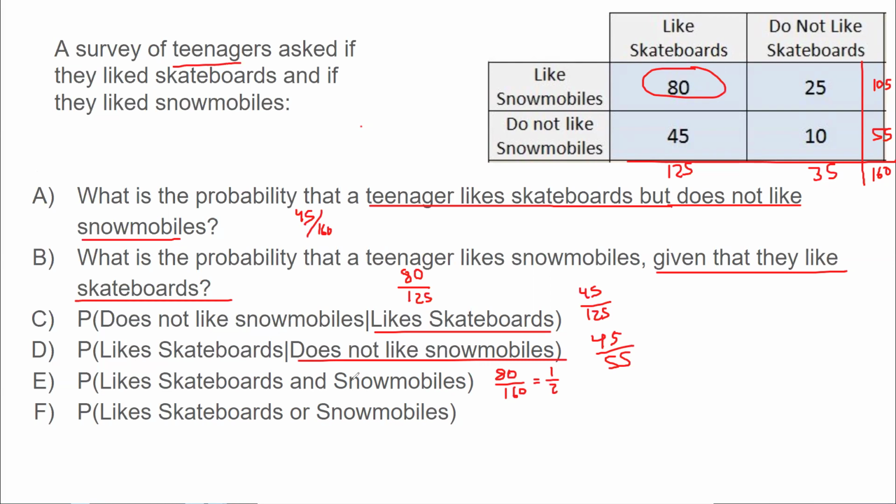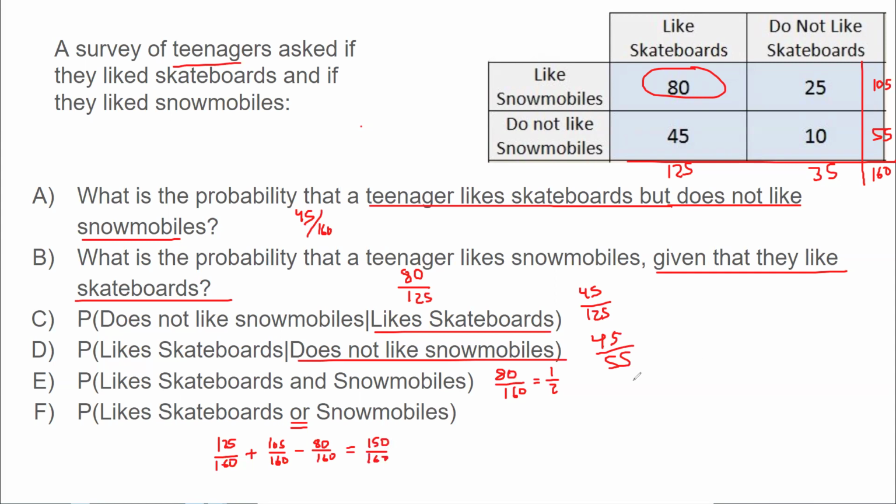Okay, likes skateboards or snowmobiles. Okay, or means we're adding. So what's the probability that they like skateboards? That's 125 out of 160. Plus the probability of like snowmobiles, that's 105 out of 160. All right, but we're double counting a lot of them, so we need to subtract the probability of both. So minus 80 out of 160, right? We add, then we need to subtract the probability of both. That's going to be, let's see, 230 minus 80 is 150 out of 160.